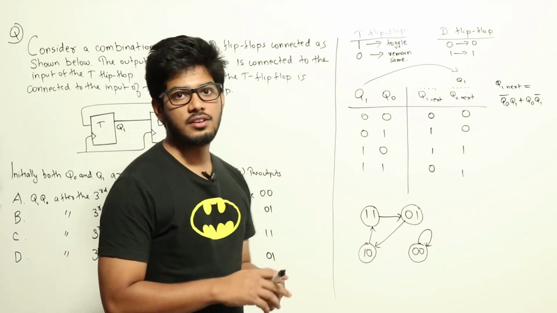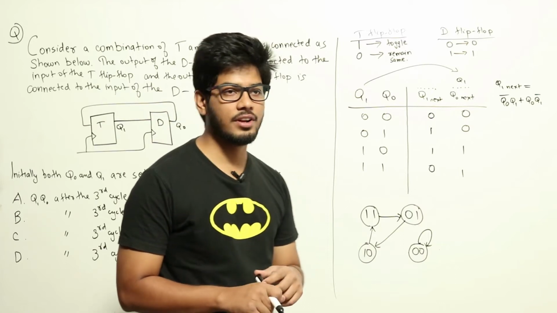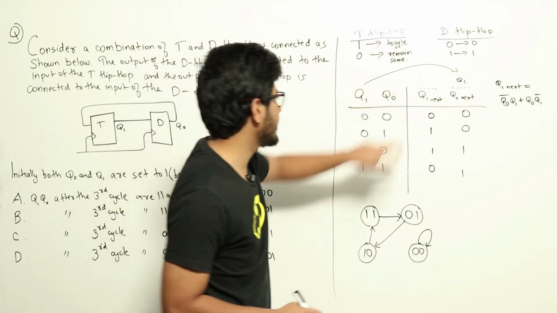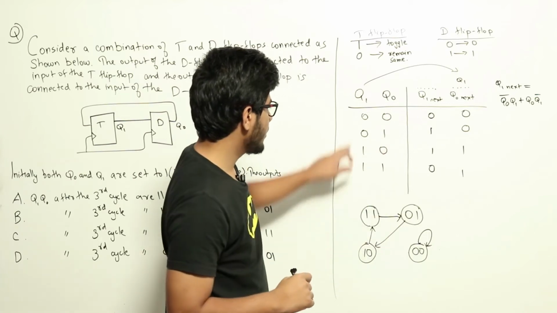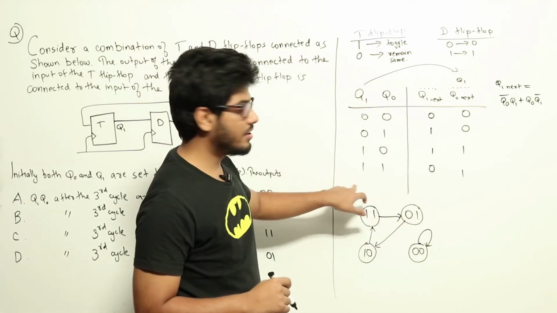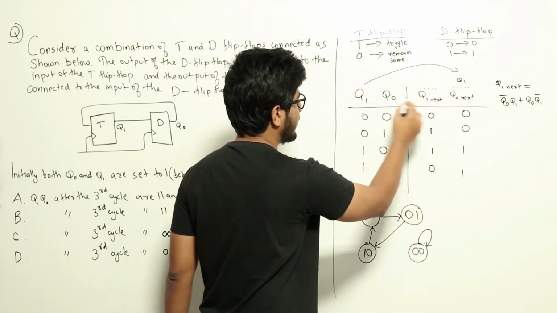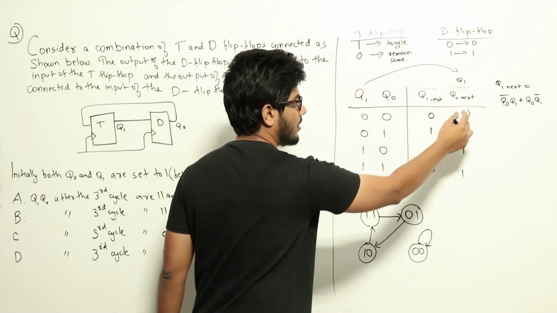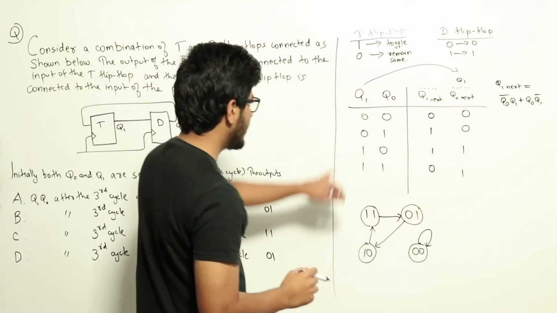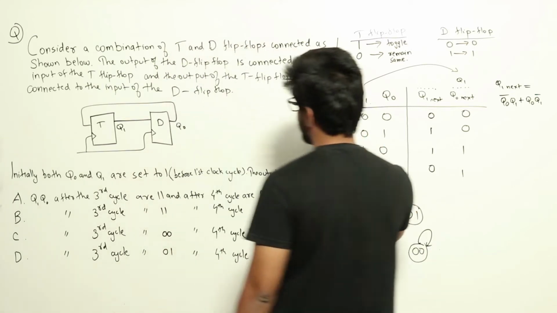So, there are 2 flip-flops given here. Each flip-flop can have state 0 or 1, meaning for 2 flip-flops there are 4 states, given as 00, 01, 10, 11. Now, for each of these, we will find out after 1 clock what would be the next value, which I have given here as Q1 next and Q0 next. Now let's take a look at the circuit here.